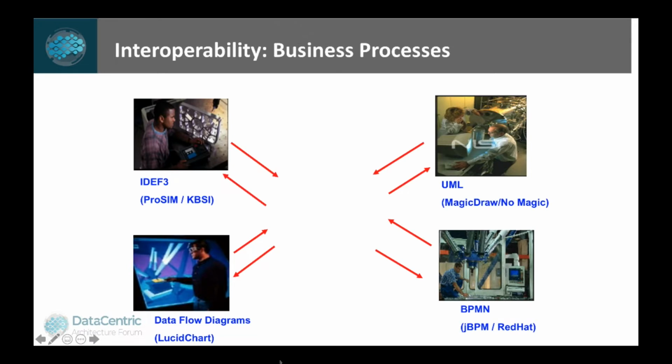And so we can see a particular scenario that can arise when we're dealing with this. This is an example of interoperability, software integration among four different business process modeling tools. You can have the ProSim tool from KBSI that uses IDEF3 as its process modeling formalism. You can have, say, MagicDraw dealing with UML. I could have some BPMN tools for the business process modeling notation, or I could simply have some data flow diagrams that are done just using a drawing program.